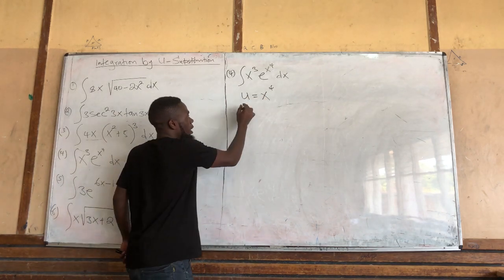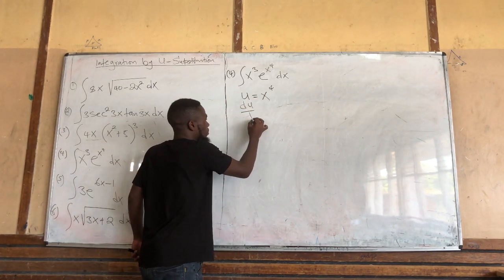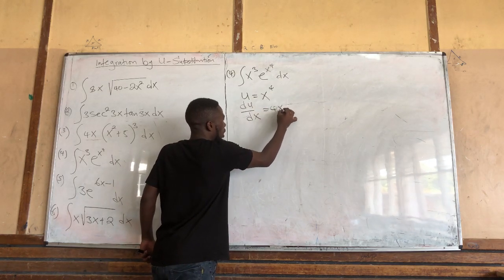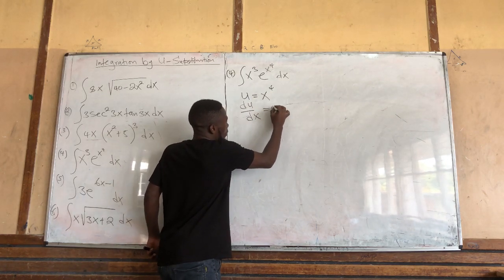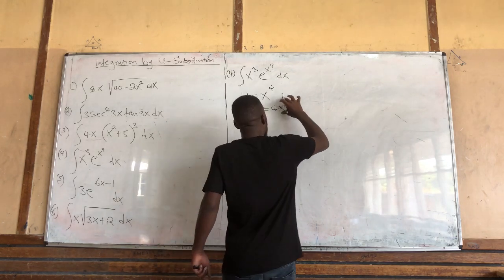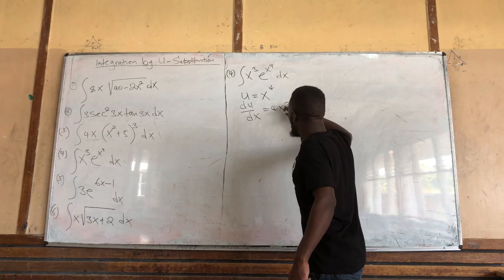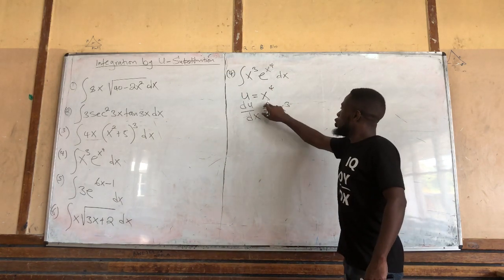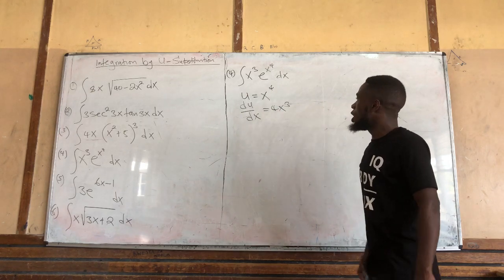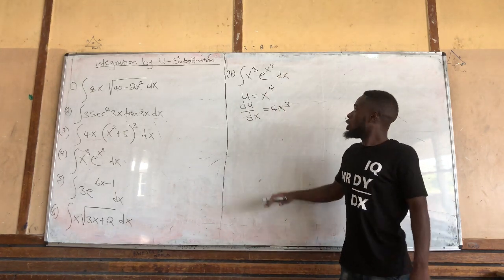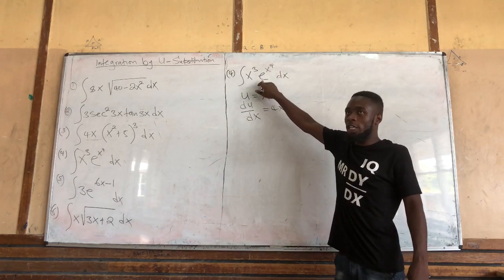So I'm going to differentiate this one, du dx. What's the answer here? This one dropped down to 4x to the power 3. So at a certain point, this x to the power 3 and this x to the power 3 will cancel. Perfect. So we let u be equal to x to the power 4, or get the x with the highest power be equal to u. Just concentrate on the x part when you're given such questions.